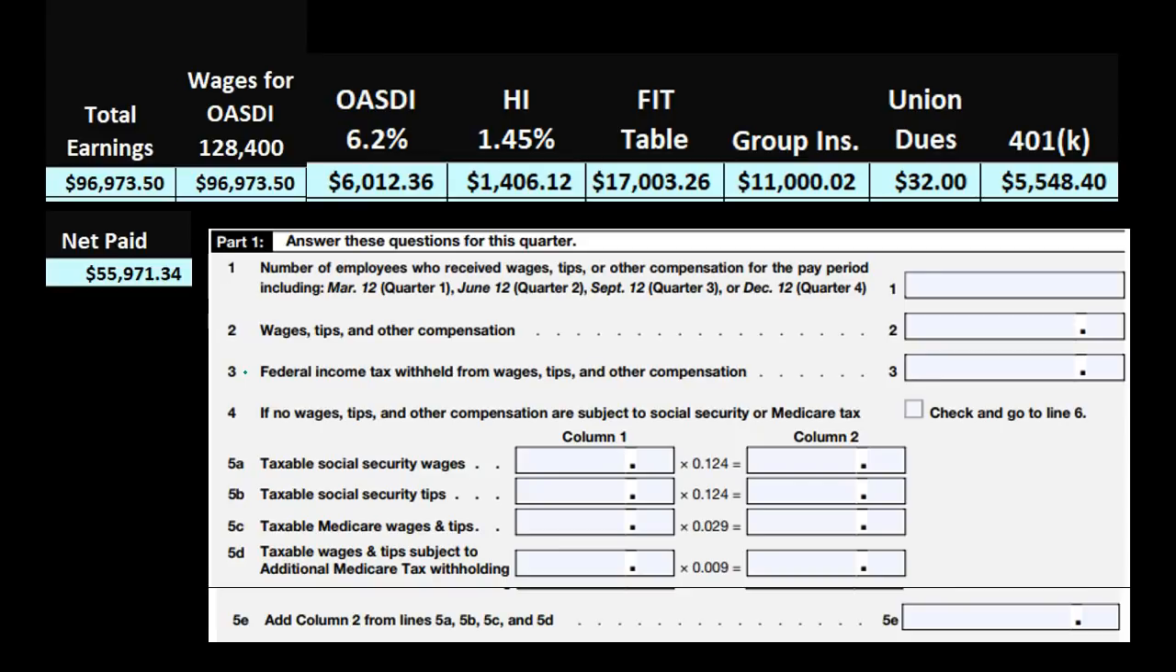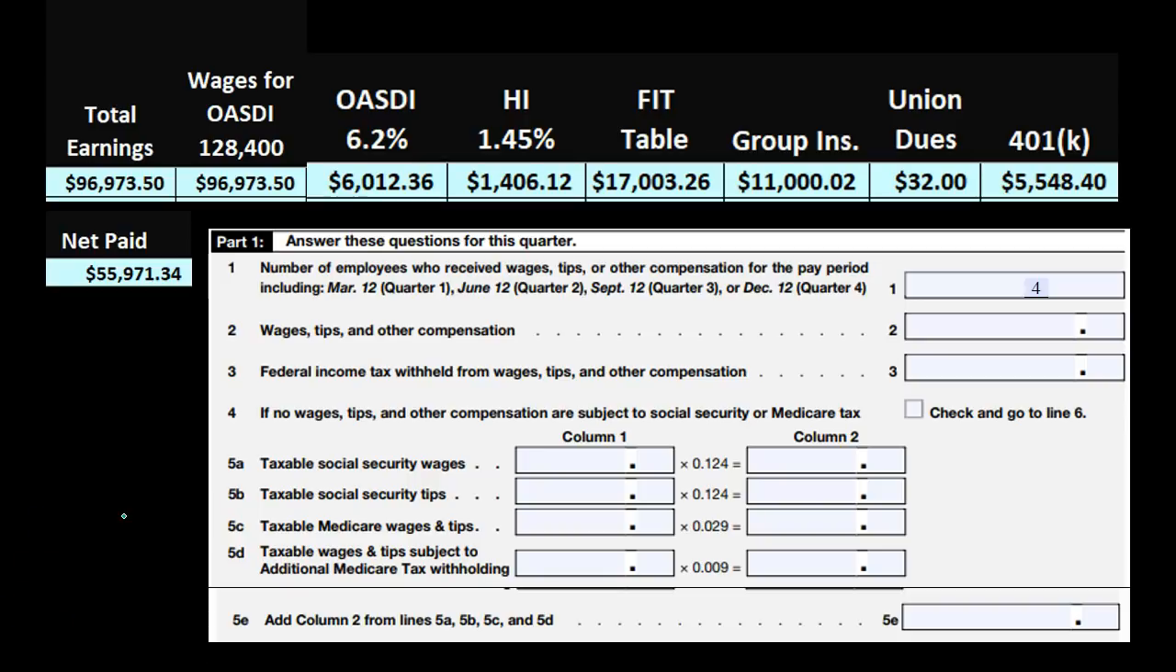When filling out this form, we can pick up this information. This is part 1 of the form. Line 1 says, number of employees who received wages, tips, or other compensation. So whatever the number of employees are, in our case we had 4 employees at this quarter. Then note the days, so this is the actual day within the quarter that we can pick up the number of employees. And then we have the wages, tips, and other compensation.